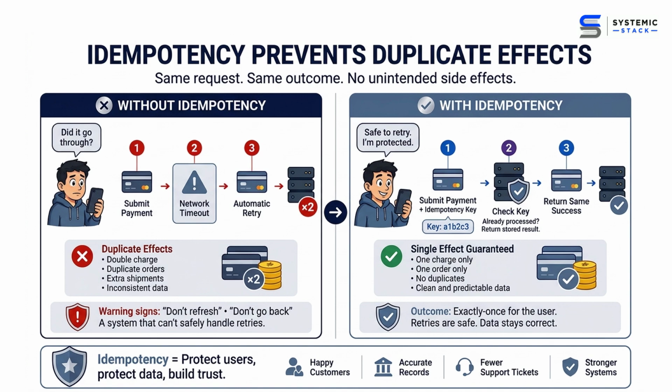It is not only about payments though. Think about creating a new user account or an order. If the request is resent because of a jittery connection, you don't want two identical orders in your database. By making the operation idempotent, the server can see that it has handled this specific request before and simply refuse to execute the logic a second time. It keeps the system clean and predictable.